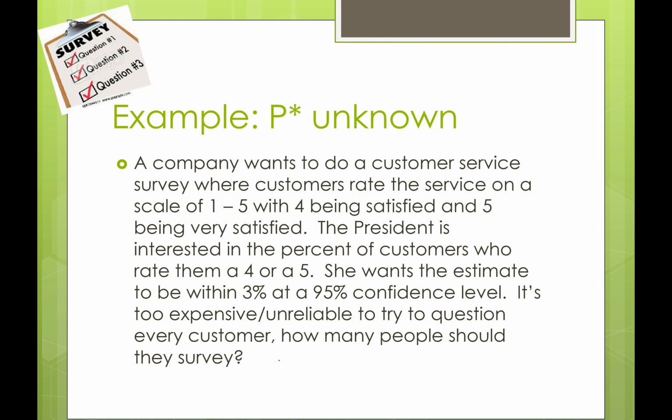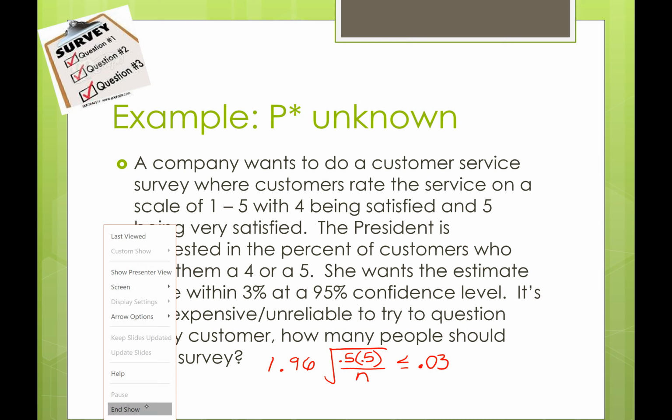So we are doing 95%. Our z star is 1.96. Then we do a square root of 0.5 times 0.5 over n, which is what we're solving for, and we want this to be less than or equal to 0.03. All right, and then we go to our calculator.